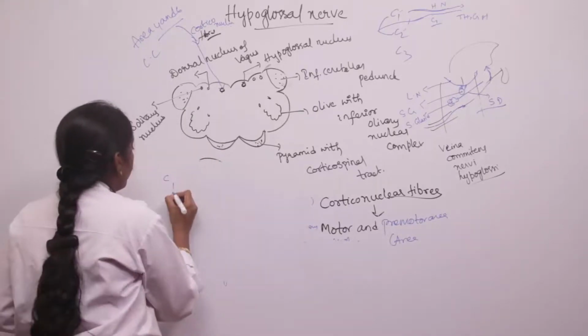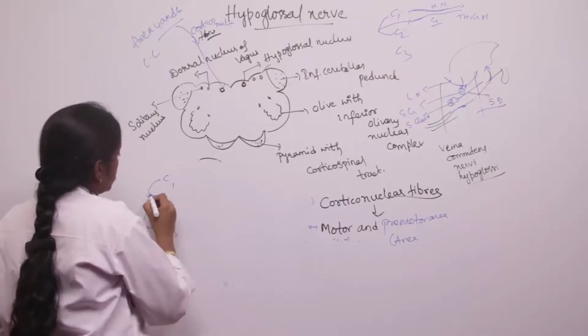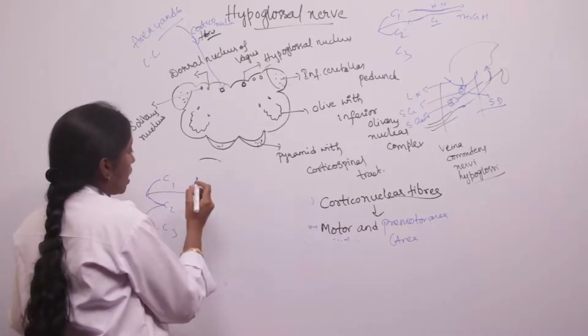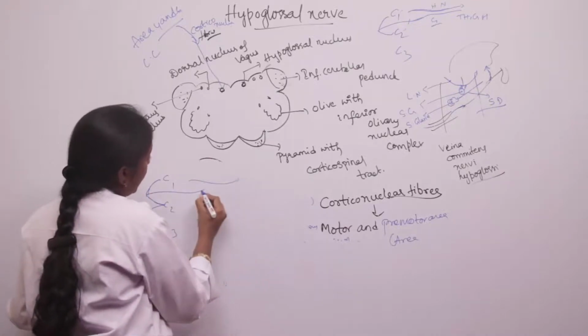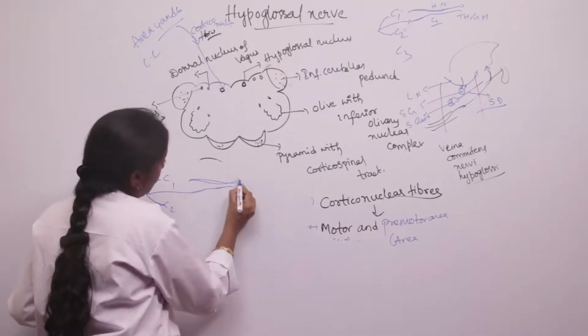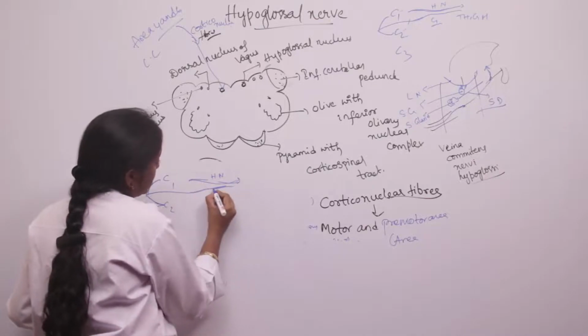So C1, C2 and C3 are present. From the C1 and C2 fibers, they form a loop. From the loop, a branch comes here and it communicates with the hypoglossal nerve. This is the hypoglossal nerve here, and this is the branch carrying the C1 fibers.